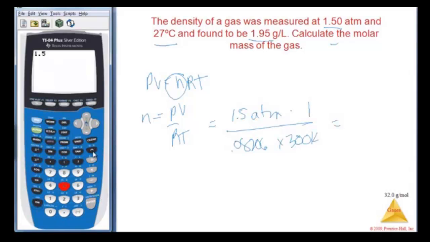1.5 divided by 0.08206 times 300, close my parentheses, and I get 0.0609 moles.